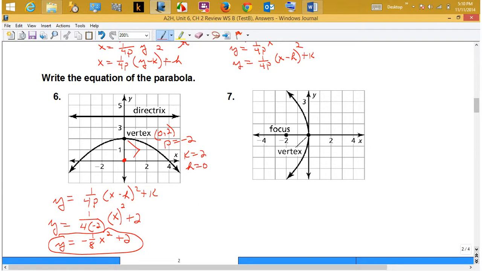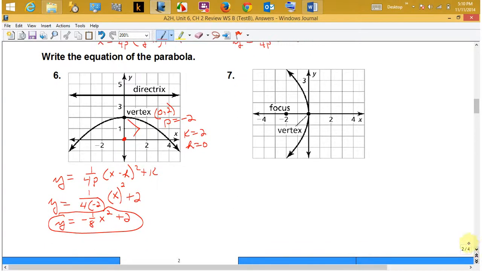The next one is opening left or right, and the vertex is at 0, so that makes it a lot easier. So here's the vertex at 0, 0. It's opening to the left, and we can see the focus is actually 2 to the left, so p right here, p is equal to -2.